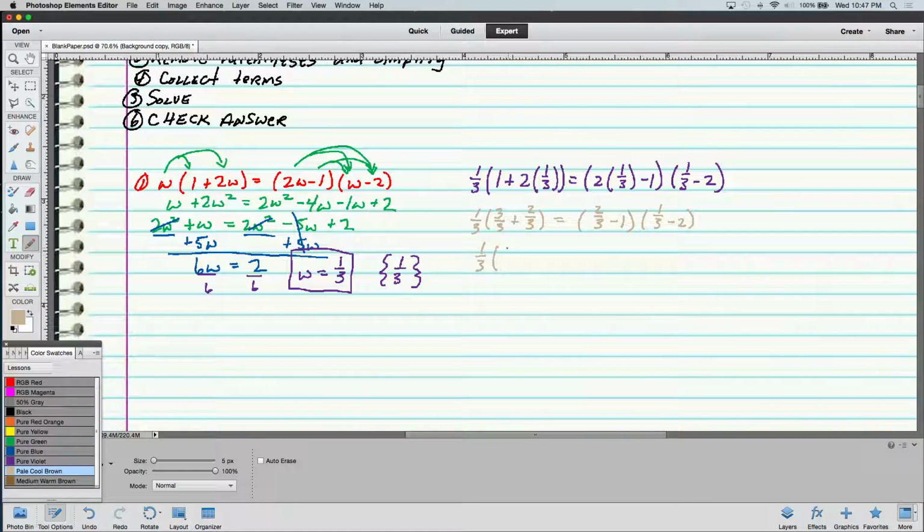So 1/3 times 5/3 equals 2/3 minus 1, which gives us negative 1/3. And 1/3 minus 2 gives us negative 5/3. Multiplying 1/3 times 5/3 gives us 5/9. And negative 1/3 times negative 5/3 gives us a positive 5/9. So that checks out. So we know that 1/3 is our right answer.